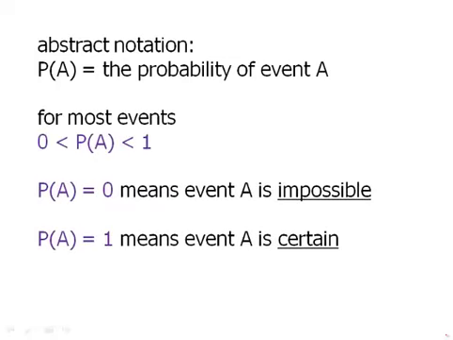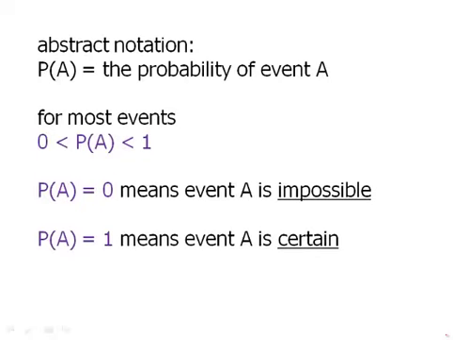For most events, the probability is between 1 and 0. For a probability to equal 0, that means the event is absolutely impossible, guaranteed not to happen. For an event to have a probability of 1, that means the event is absolutely certain, guaranteed to happen.